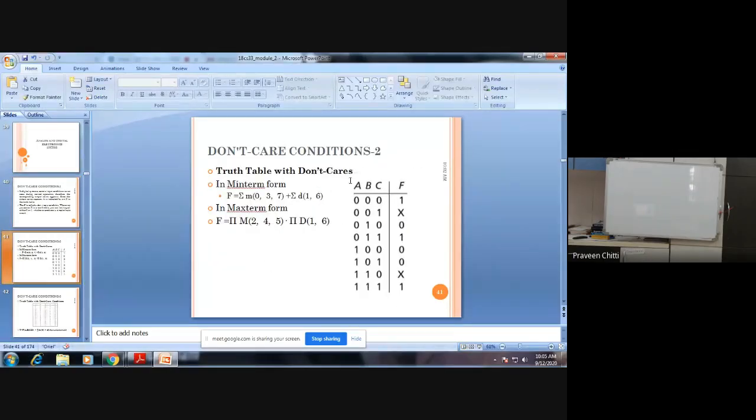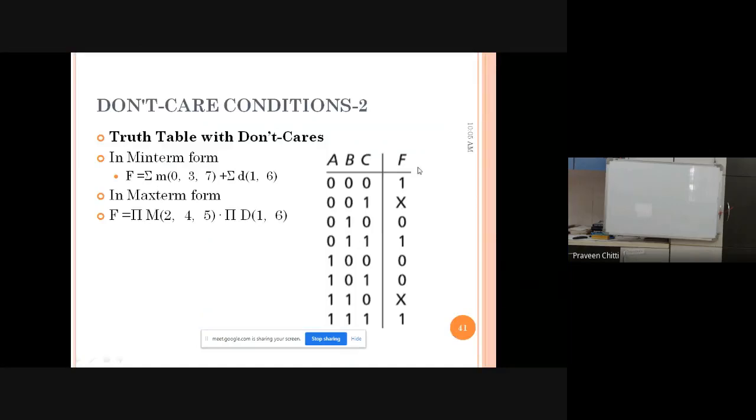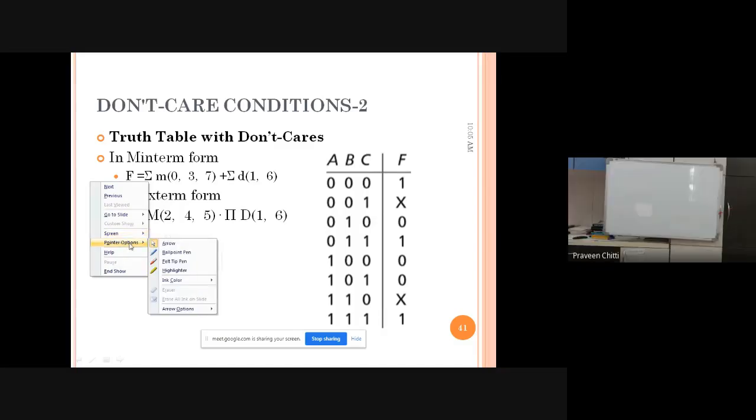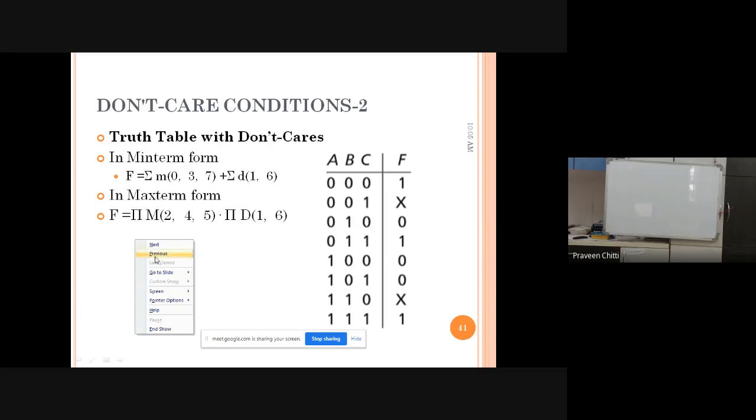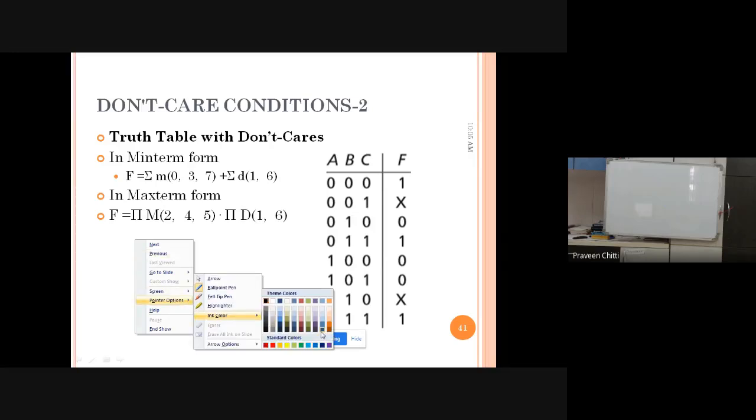You can see here I have given one truth table. How many inputs are there in this truth table? 3 inputs, A, B, C. So with 3 inputs, how many input combinations do you have? 8 input combinations, that is 000 till 111.